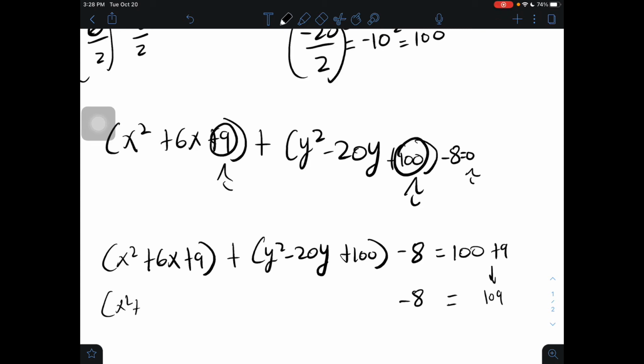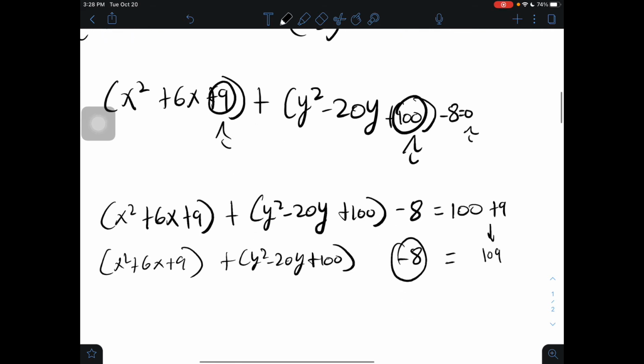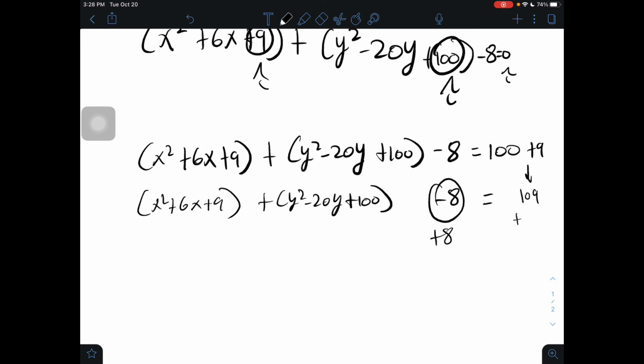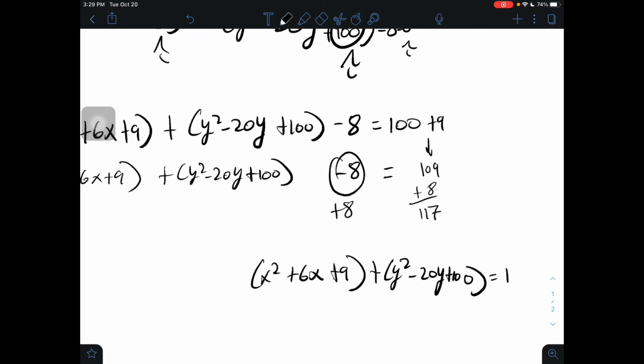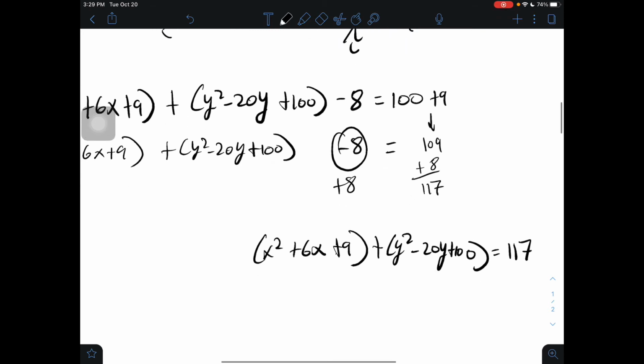Then we have x squared plus 6x plus 9 plus y squared minus 20y plus 100. And this negative 8 is going to be added to both sides. We want to get rid of it from our left side. So we get 109 plus 8. 109 plus 8 is 117. So we have x squared plus 6x plus 9 plus y squared minus 20y plus 100 equals 117.